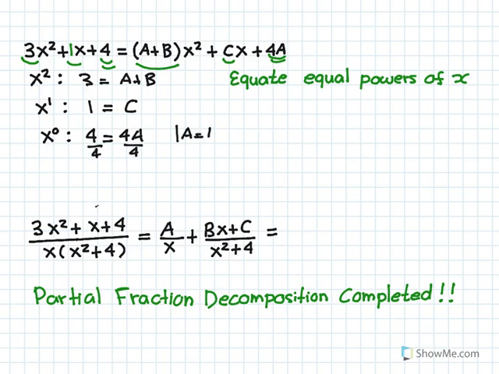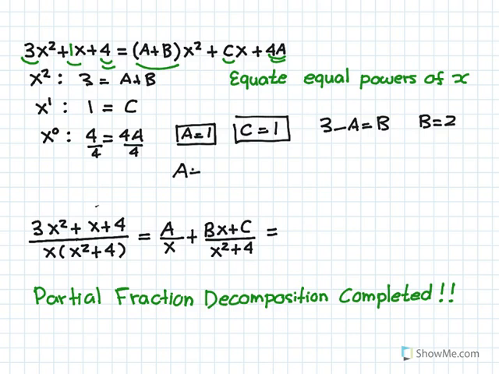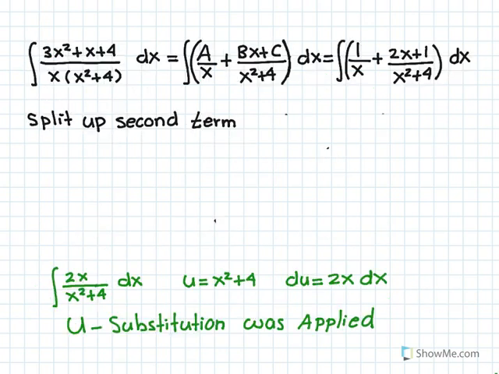Divide by 4. We have a equals 1, c equals 1, and we can solve for b by looking at the first equation. 3 minus a is equal to b. b is equal to 3 minus a, b is equal to 2. Alright, so what we have is a is equal to 1, b is equal to 2, and c is equal to 1. So now we can do the partial fraction decomposition. We have 1 over x, that's a over x, and then bx plus c, that will be 2x plus 1, divided by x squared plus 4. So the partial fraction decomposition has been completed.